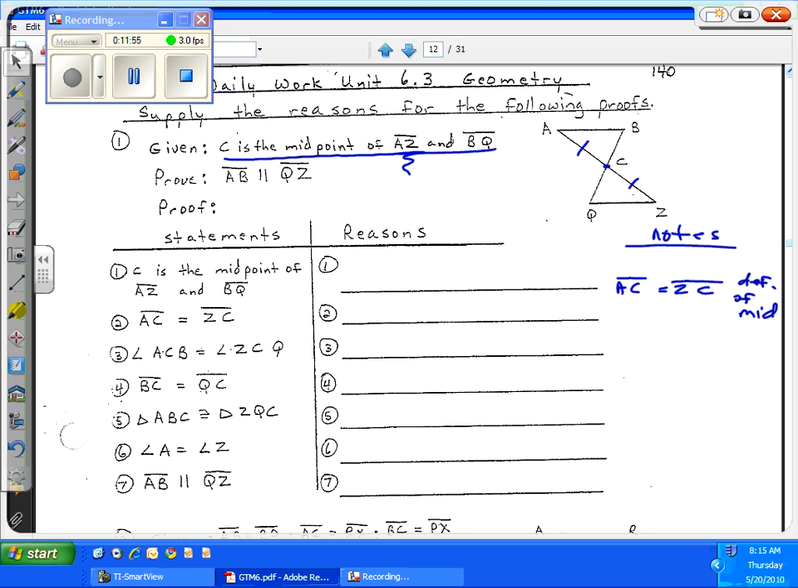You can't say definition of unless you have the word and what you get out of it. So we need the word midpoint. So C is the midpoint of AZ and BQ, and the reason would be given. We haven't looked at the second part, so we'll look at that. It's also the midpoint of BQ, which means that BC is equal to QC. BC is equal to QC, reason given.